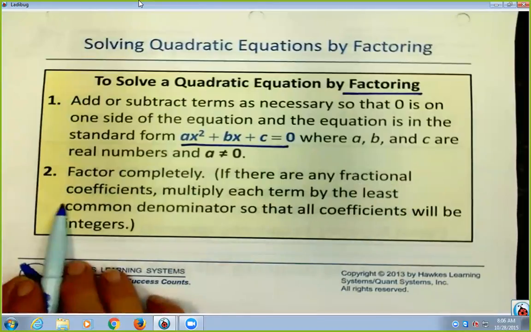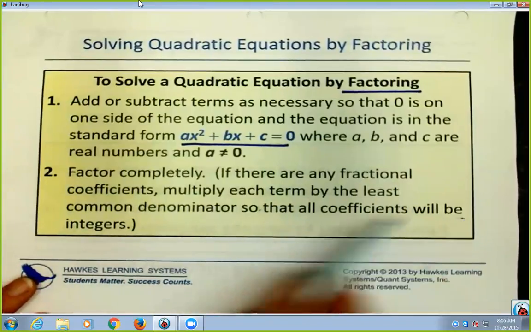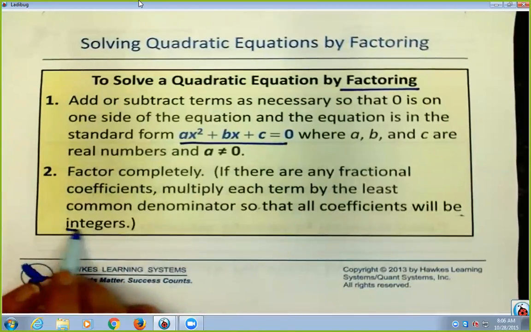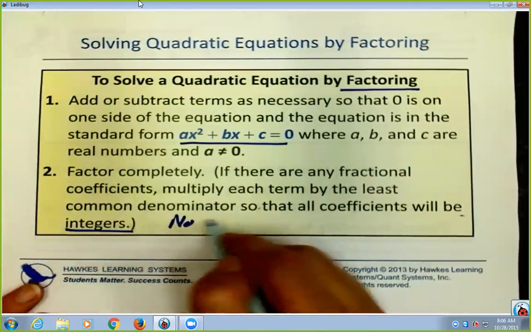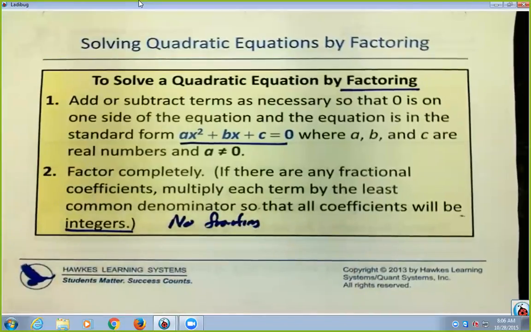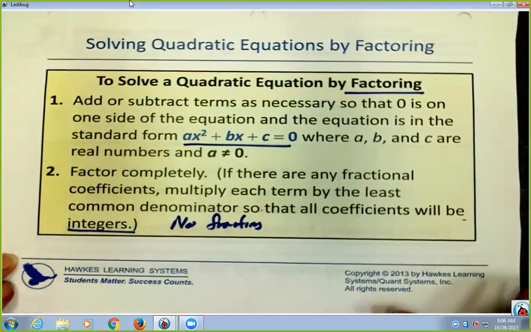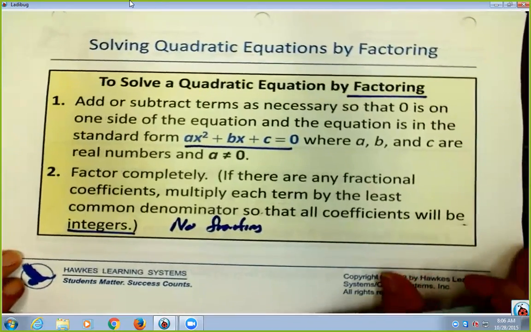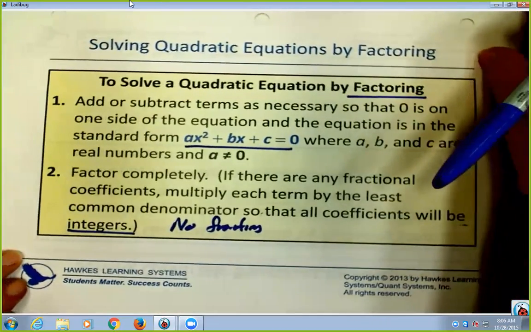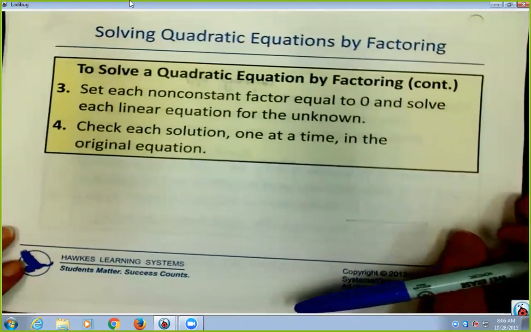So if there are fractional coefficients, multiply each term by the least common denominator so that the coefficients will be integers, meaning no fractions. And we've been doing that also by clearing out fractions. We did that in chapter 7. We did that in chapter 8. And so that's, again, not anything new. So it's taking that skill base that we've already built, and we're going to go a little bit farther.